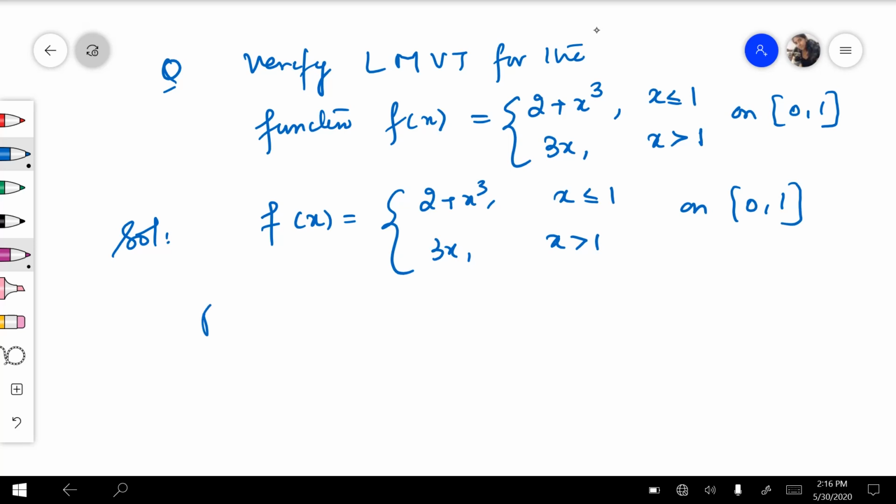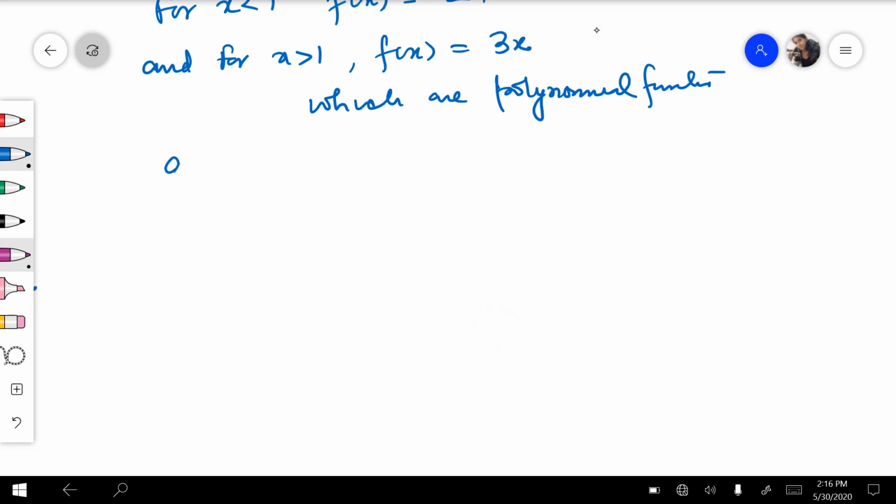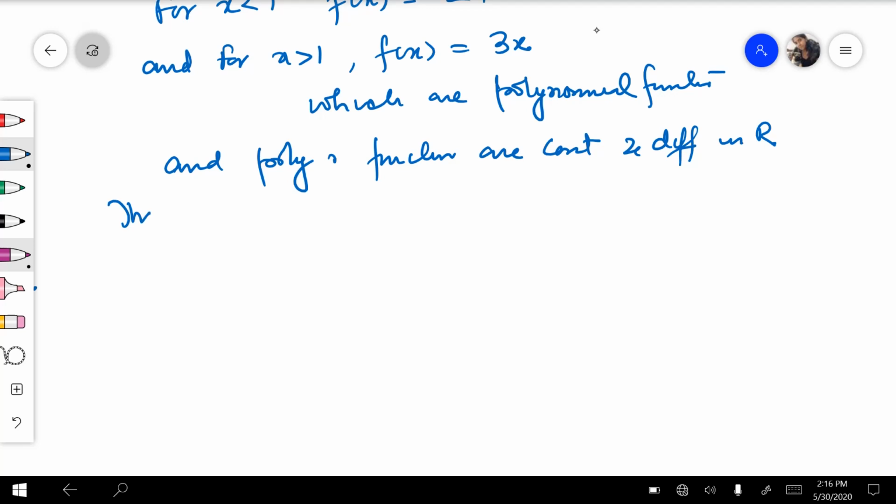थोड़ा सा ध्यान दीजिएगा. For x less than 1, f of x क्या है, 2 plus x cube, and for x greater than 1, f of x is equal to thrice of x, which are polynomial functions, and polynomial functions are continuous and differentiable in R. Thus, f is continuous and differentiable for x less than 1 or x greater than 1.